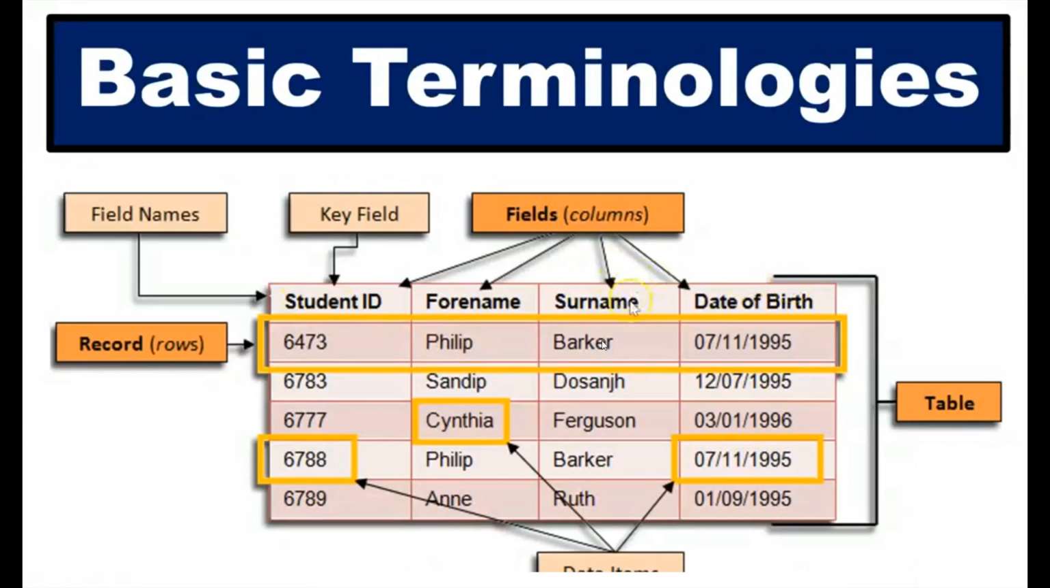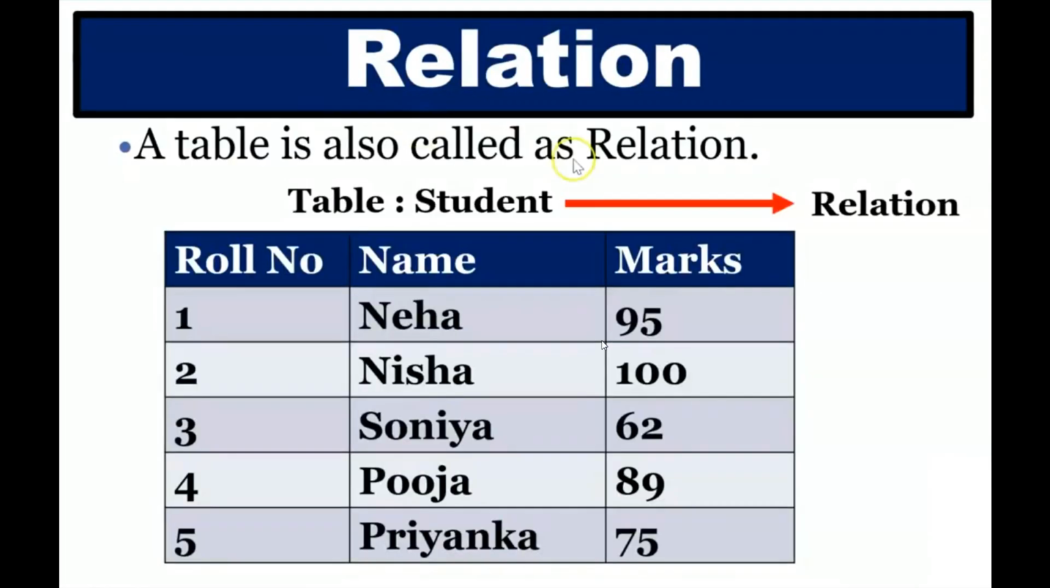So repeating the main definition, table is a collection of rows and columns. Column is also known as field. Row is also known as record. Fields would have a field name which is going to act as a header row, and all those items which are going to create the records are known as data items. Another name given to the table is relation. The name given to the table is relation.